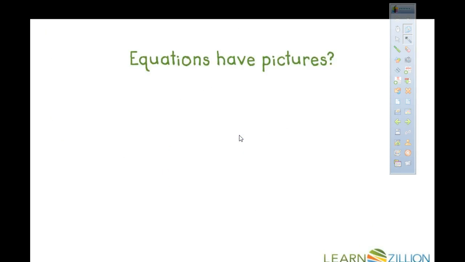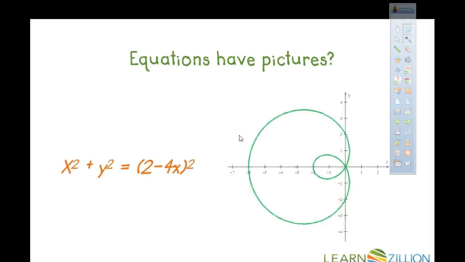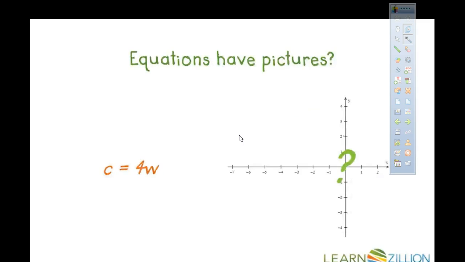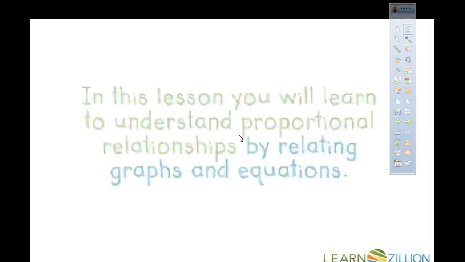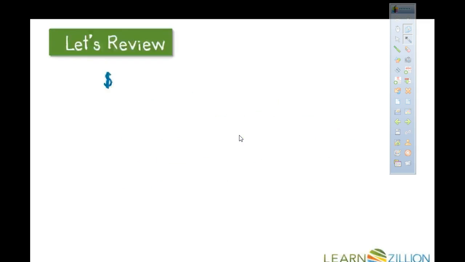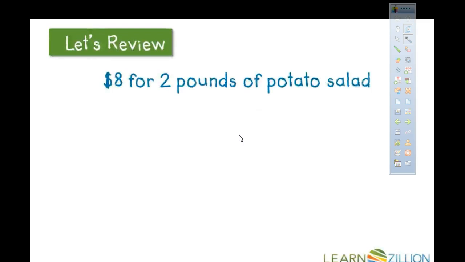Did you know that equations can have pictures? Here's a complicated equation, and here's a picture. You might study why this equation has this picture in high school, but for now, let's look at a simpler equation like this. What kind of picture does it have? In this lesson, you will learn to understand proportional relationships by relating their graphs and their equations. Let's review what you already know about equations for proportional relationships.